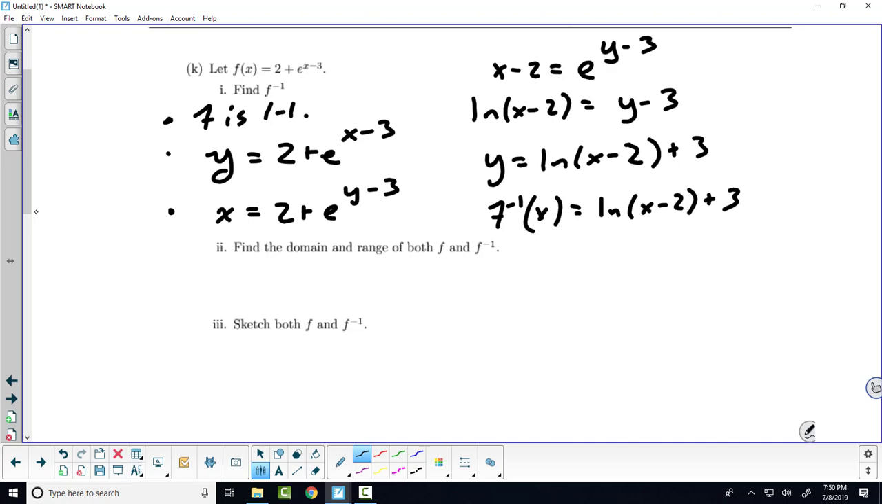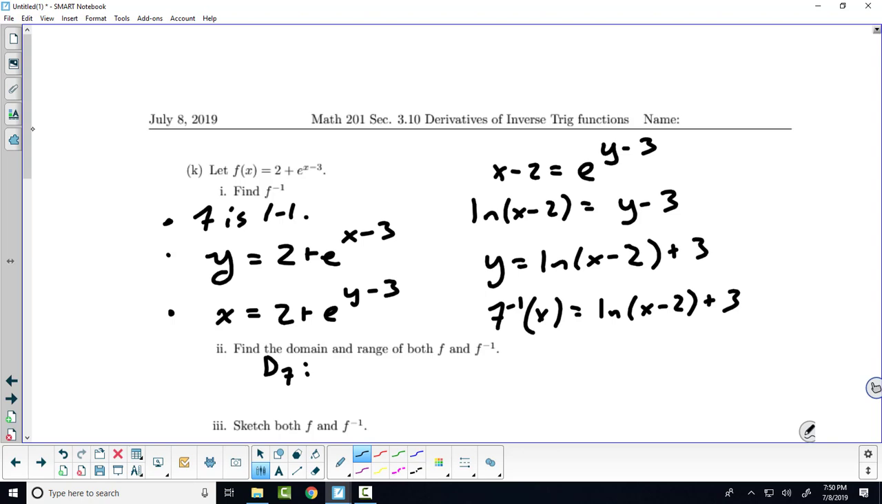Questions on that? Okay, so let's talk about the domain and range. The domain of f: what was I allowed to plug into my original function? Yeah, anything. What could I exponentiate? What could I put over e? Any number I want. What could I subtract 3 from? Any number I want. What could I add 2 to? Any number I want. The domain of this function is all real numbers.